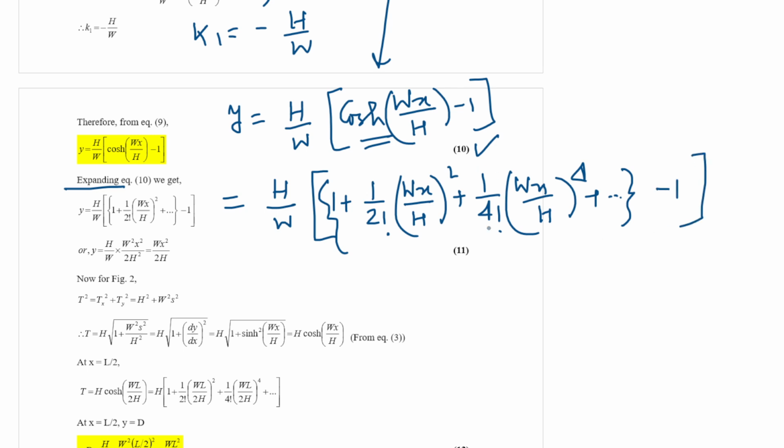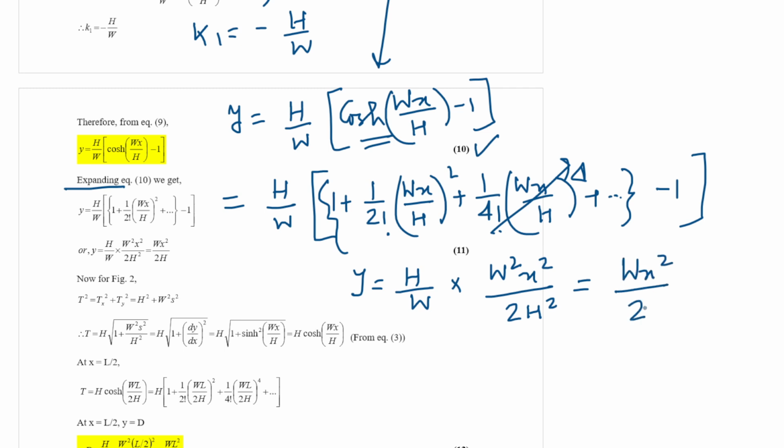So if we neglect all these terms and just take this term, the 1 and 1 get cancelled, so y is equal to h by w into w square x square by 2h square. So from there we will get y is equal to w x square by 2h.